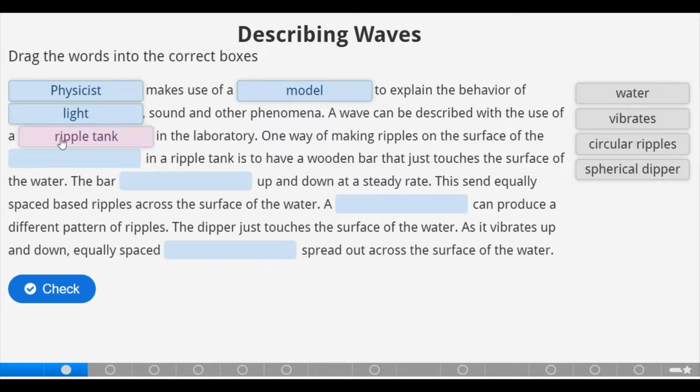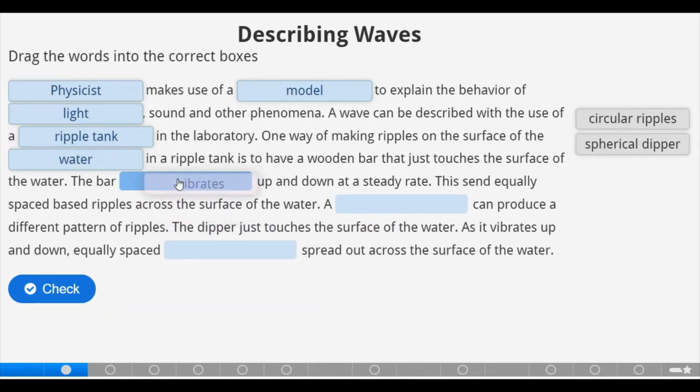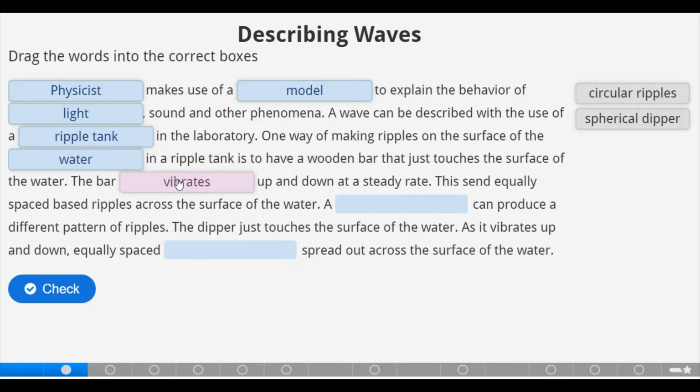in the laboratory. One way of making ripples on the surface of the water in a ripple tank is to have a wooden bar that just touches the surface of the water. The bar vibrates up and down at a steady rate. This sends equally spaced ripples across the surface of the water.